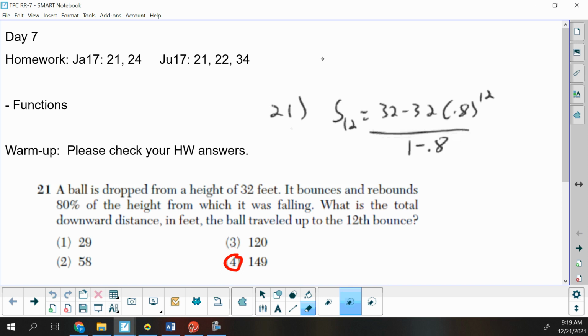So in our first one from the homework, we are changing by a percent, and we wanted the total downward distance. So percent, we want to think geometric. Total, we want to add them all up so it's a series. So from your reference sheet, use the geometric series formula.